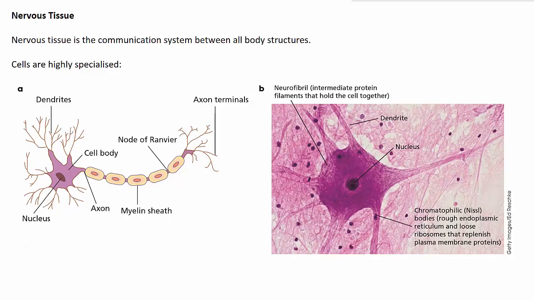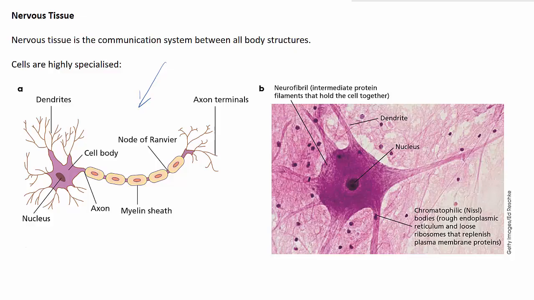Nervous tissue provides the means of communication between all body structures, and the cells in the nervous tissue are highly specialized. For example, this motor neuron has a very long, elongated shape, and it's well suited to its function of passing messages between the nervous system and other parts of the body. And neurons consist of extensions called dendrites, a cell body, and an axon. Those are the three key parts of a neuron.